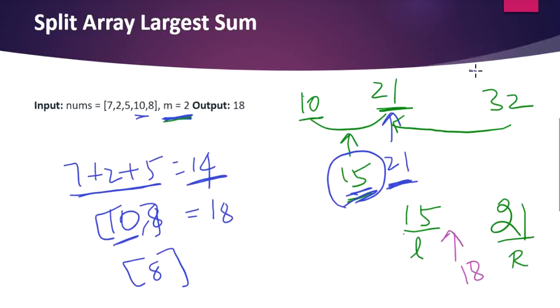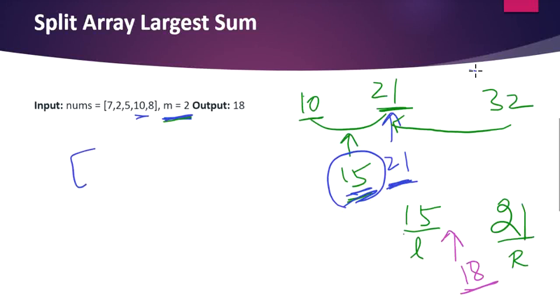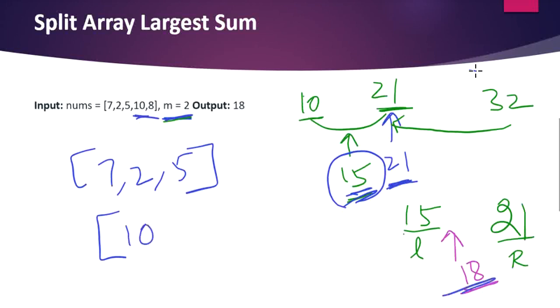Now we are going to check whether we can split this array into 2 by having the maximum sum as 18. So now having 7 to 5 in one subarray, because if you add 10 it will become 24, which is higher than 18. So next, if you add 10 plus 8 as one subarray, which is actually equal to our mid value, so we have split our array into 2 by keeping the maximum sum as 18. So now we clearly know our value lies somewhere between 15 and 18.